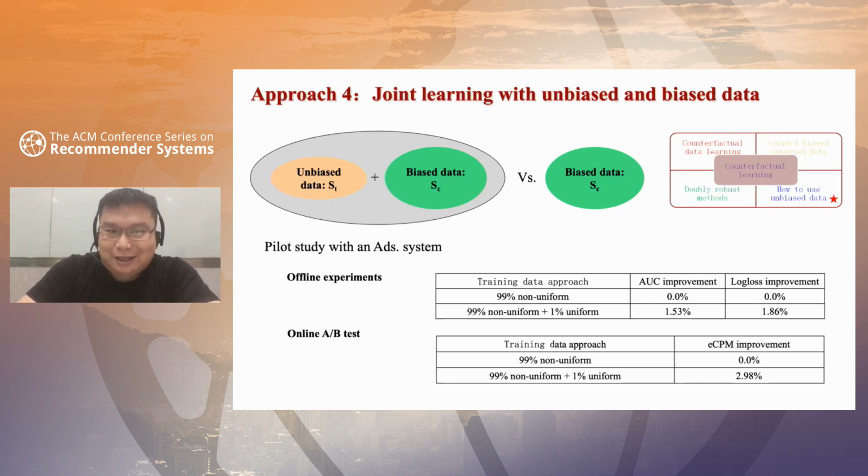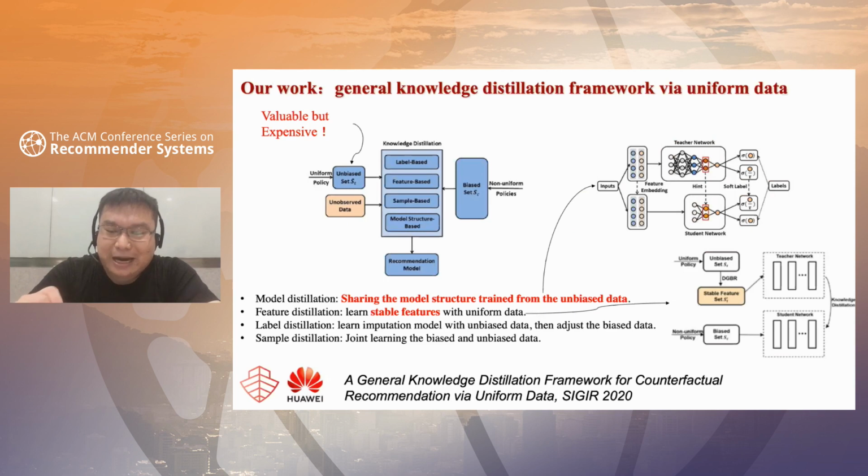Okay, the pilot study inspired us to try some advanced methods to use our unbiased data. So we designed a general knowledge distillation framework via uniform data. There are four kinds of approaches. The first one, model distillation. Model distillation is the traditional knowledge distillation method. We share the model structure trained from the uniform data. The uniform data is a teacher.